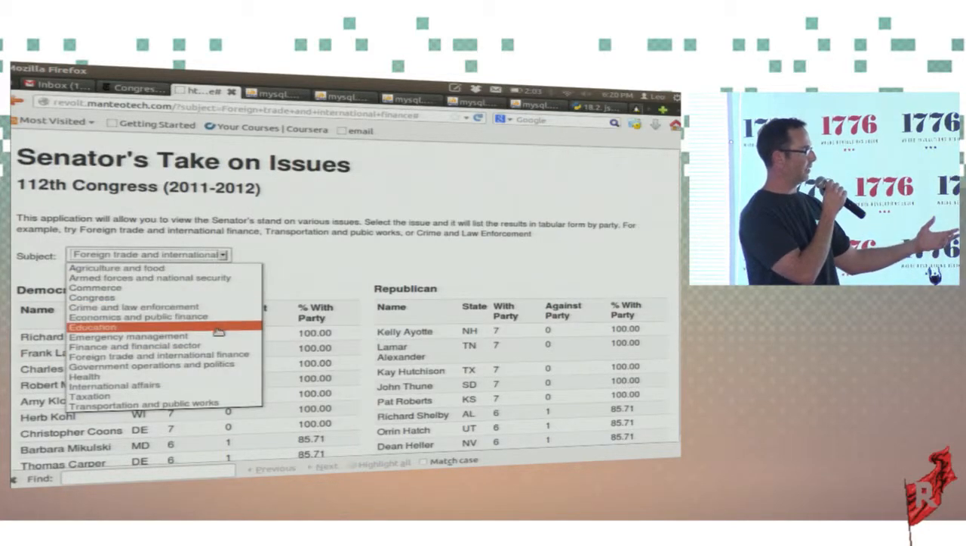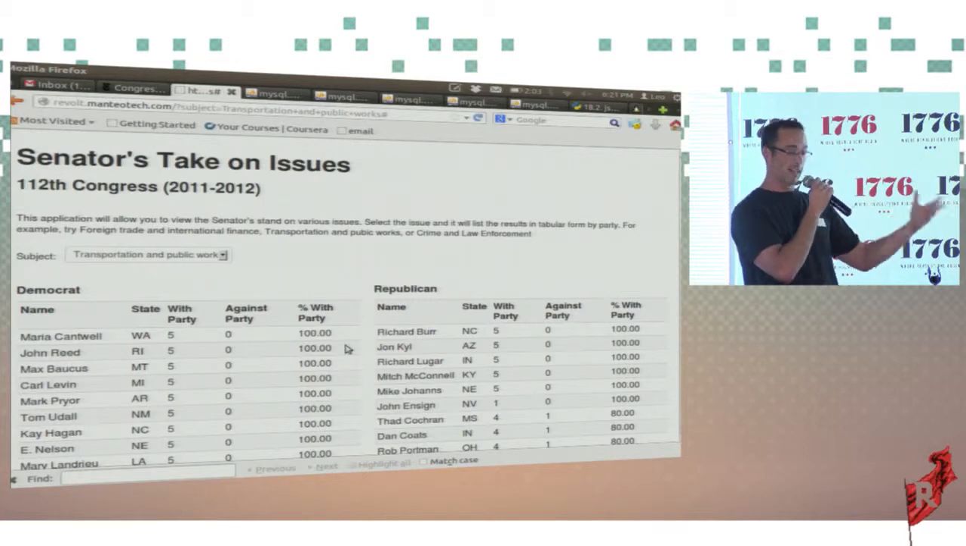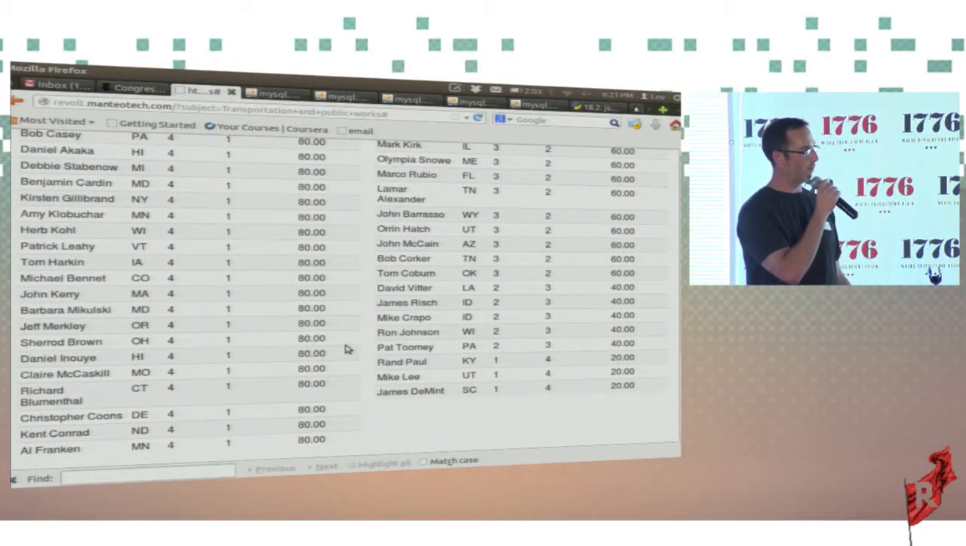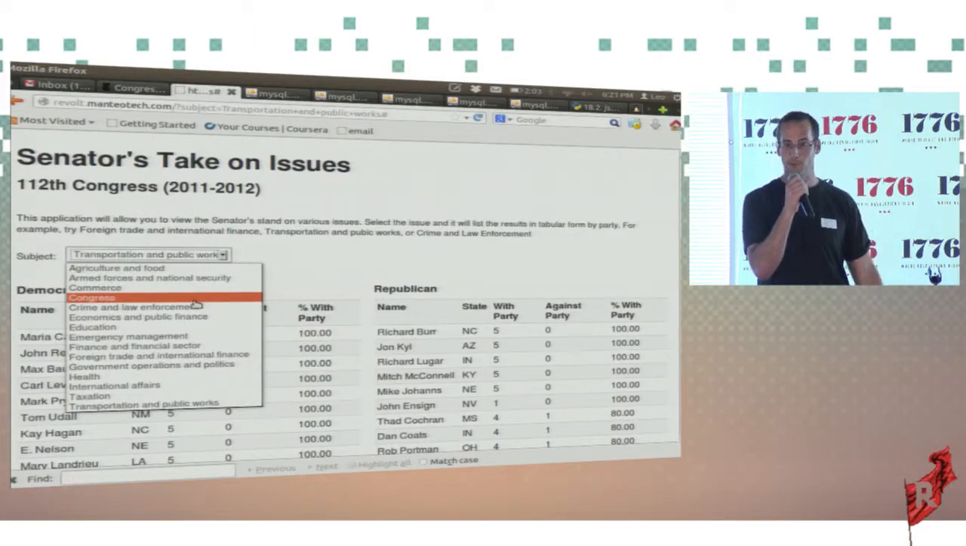If we do transportation and public works, you can see who goes with the party there and who votes against the party there. So with a little more data and maybe connecting it with some of the other APIs, we think you could have something really interesting here. That's what we did today. We hope somebody can do something with it. Thanks.